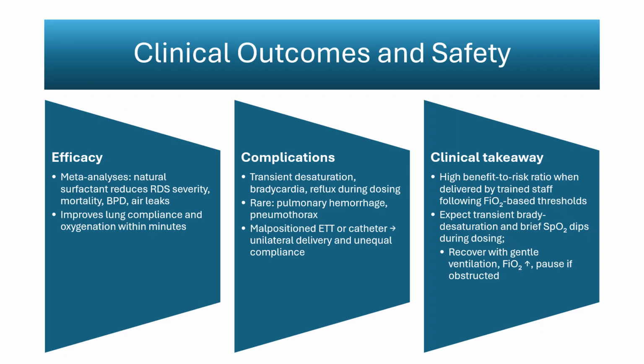Transient desaturation, bradycardia, or reflux can occur during dosing, usually from brief airway obstruction or vagal reflexes. Rare but serious complications include pulmonary hemorrhage and pneumothorax, often linked to fragile vasculature or malpositioned catheters, causing uneven delivery. The clinical takeaway is that surfactant offers a very high benefit to risk ratio when given by trained staff using FiO2-based thresholds. Anticipating transient events, brief bradycardia, or desaturation allows rapid correction with gentle ventilation and oxygen adjustments, ensuring safety while preserving the substantial benefits.